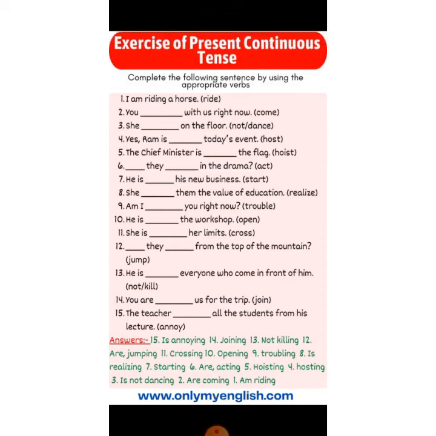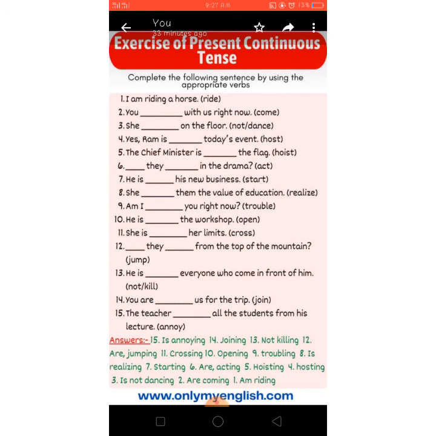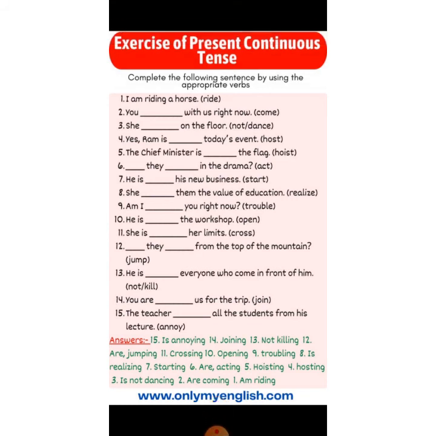Okay, number 2, you. So, you kena guna are untuk verb to be. You are. Okay, come becomes coming. You are coming with us right now. Okay, number 3, she. Ni untuk negative, not dance. Negative sentence. So, she for the subject. Okay, verb to be dia apa? Verb to be dia is. She isn't dancing on the floor.